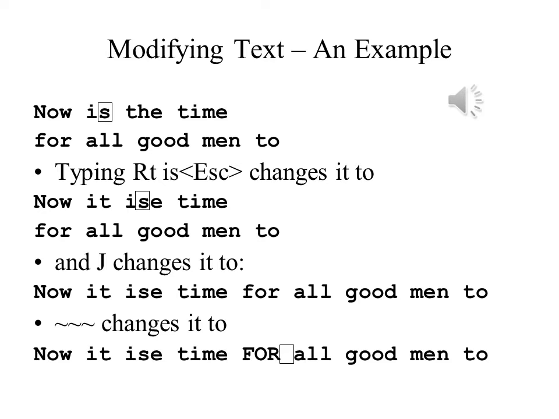I can also use J to join 2 lines together. If I have the cursor currently on the S of ISE and hit capital J, I will merge the 2 lines together. I can then use 3 tildes if I'm positioned on the F of 4 to convert the whole thing to uppercase.